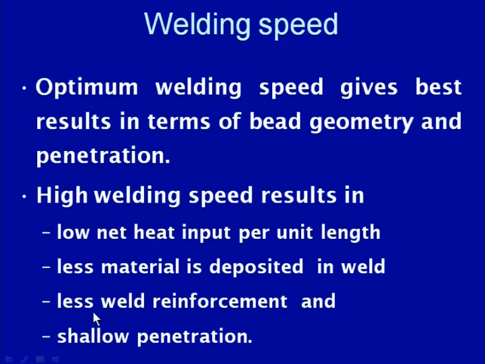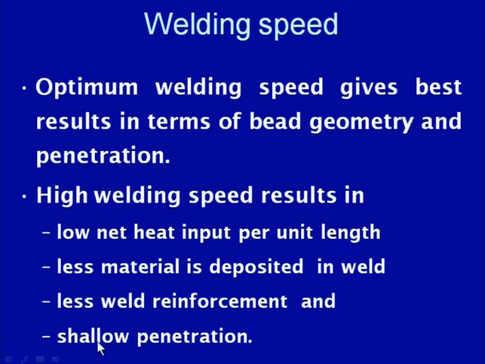Due to the higher speed of movement of the electrode along the welding direction, the weld reinforcement is also reduced, and the reduced heat input further causes a decrease in the penetration, and therefore shallow penetration is observed when too high a welding speed is used.